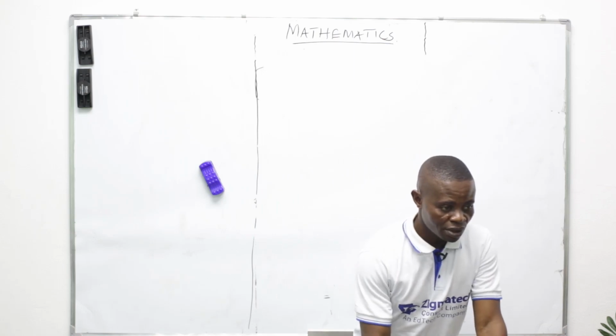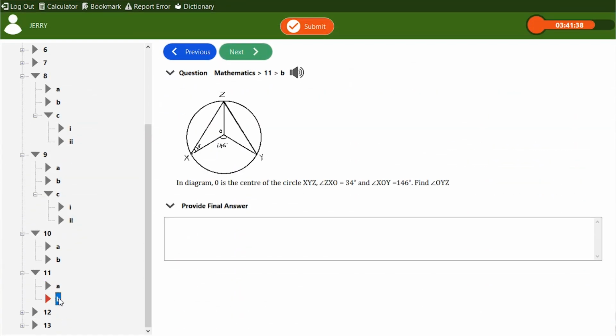Next question, 11b. Okay, circle geometry. In the diagram, O is the center of the circle XYZ. If angle ZXO equals 34 degrees and angle XOY is 146 degrees, find angle OYZ.